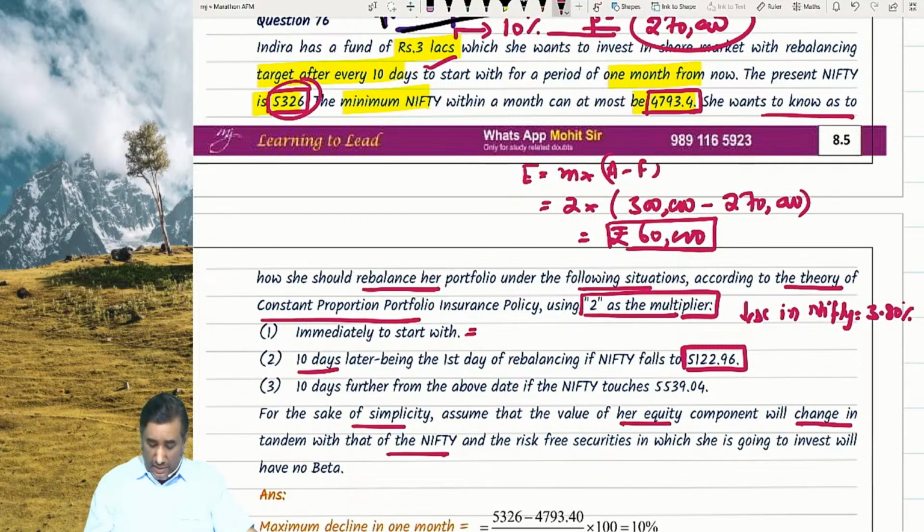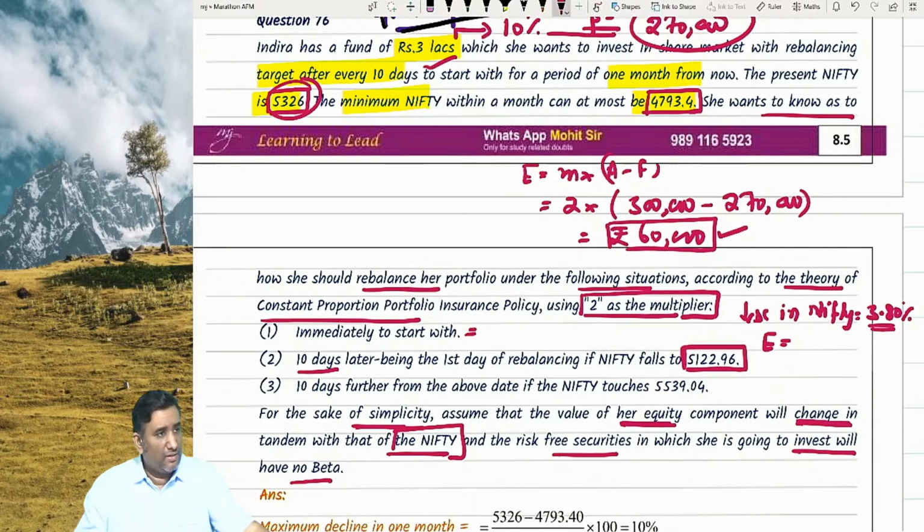So accordingly, be careful. He has given, for the sake of simplicity, assume her equity component will change in tandem with that of Nifty, and the risk-free securities in which she is going to invest will have no beta. That anyhow we assume, the risk-free has 0 beta. If beta was given, then your change would be beta times the decline. In this case, if it falls by 3.8, it means your equity value will fall by 3.8. So your equity value would be equal to 60,000 minus 3.8%, 57,714, and risk free was the same.